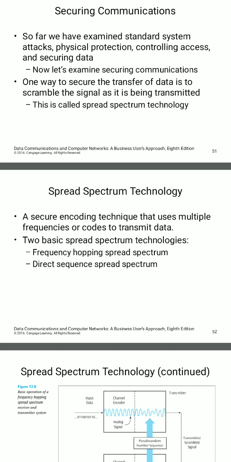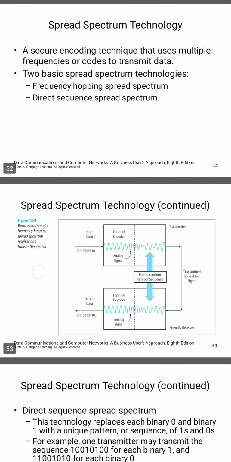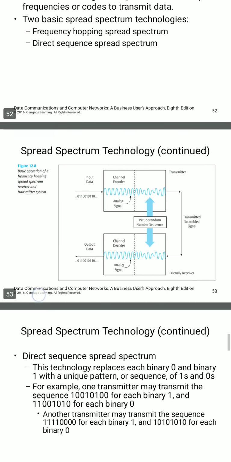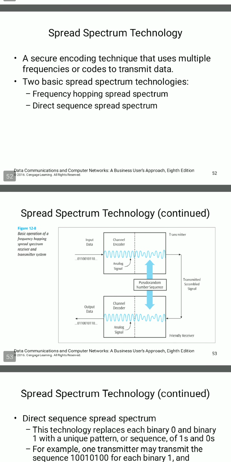Actually, one of the most common commercial applications of spread spectrum technology, SST, is wireless communication. And there are two basic spread spectrum technologies. One is frequency hopping spread spectrum, and the other one is direct sequence spread spectrum. And we will examine each of them in a very detailed way.